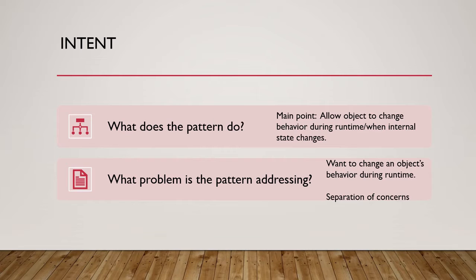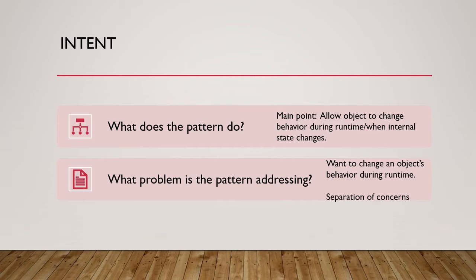In this case, when we say internal state, we are referring to the variables and methods that can change the behavior of an object. And these, of course, are not visible to other objects, which is why it's called internal state.